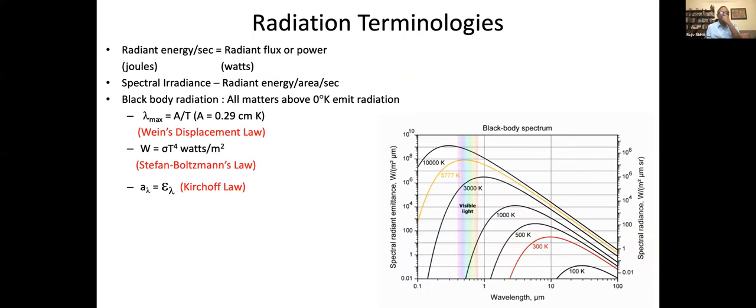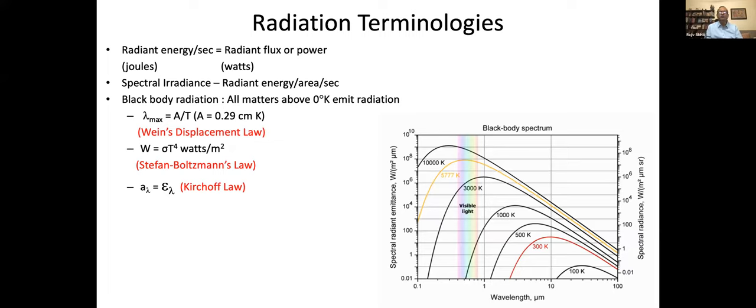So the next step, before we understand the basics of remote sensing, is to understand some terminologies that are important in terms of radiation and energy. You'll often hear these words. For example, the total radiant energy per second is typically referred to as radiant flux or power, in watts, obviously. And we will also talk about spectral irradiance, which is basically radiant energy per area per second.